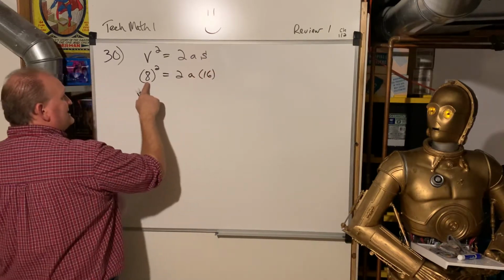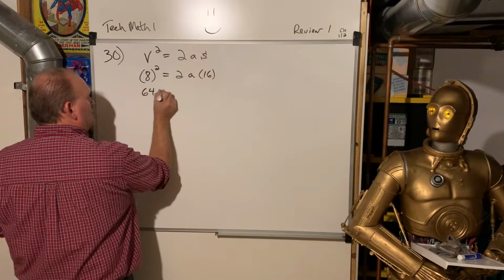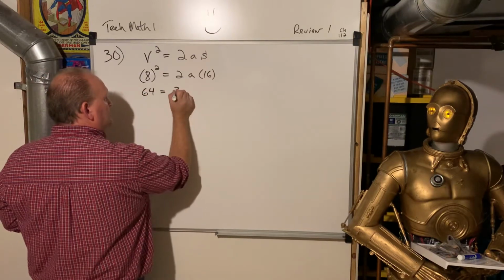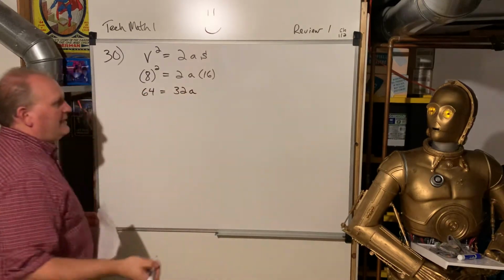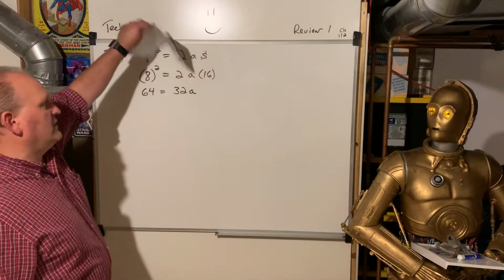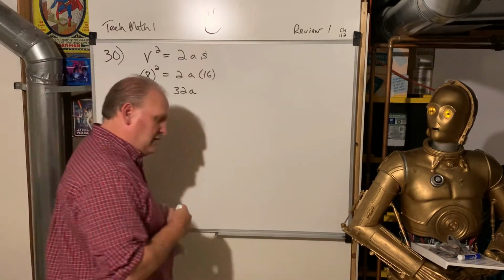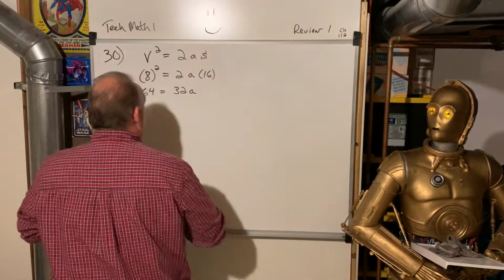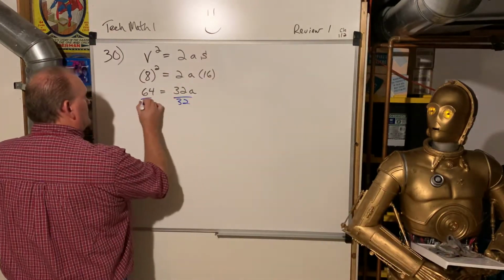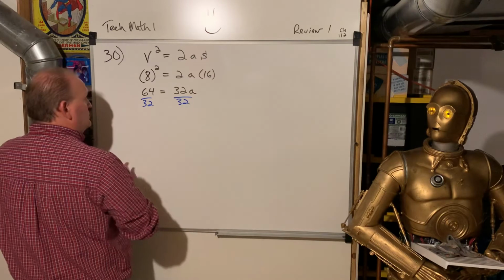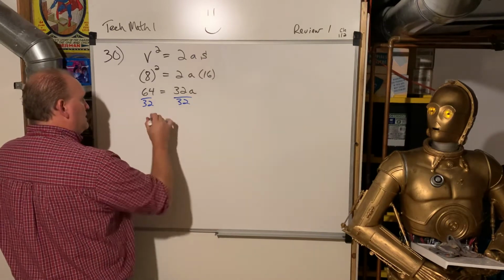Remember, 8 times 8 is 64, and 2 times 16 is 32a. Now forget about all of that and look at that equation, easy peasy lemon squeezy. Divide both sides by 32, and we're looking at 2 is equal to a.